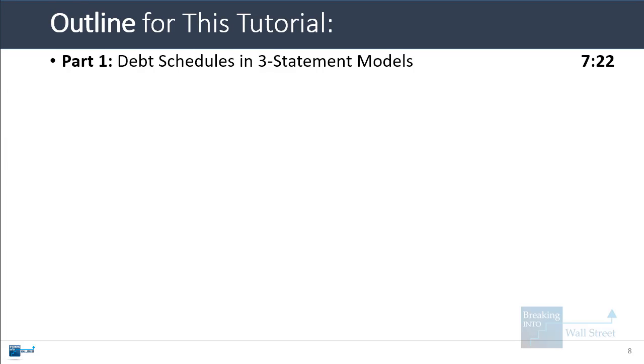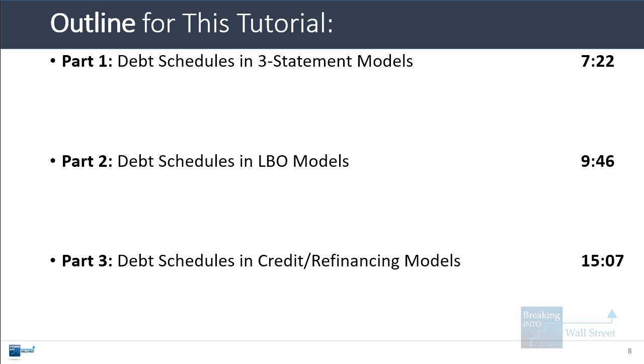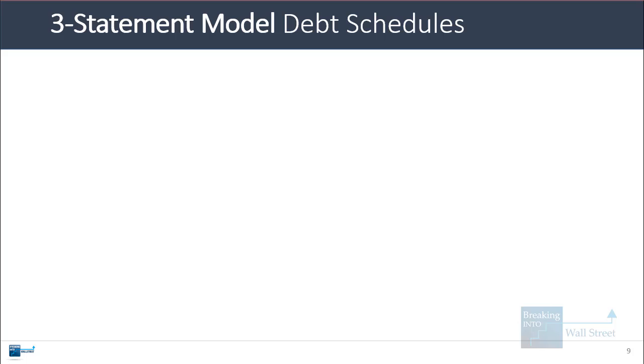So in this tutorial, I'm going to start by going through debt schedules in three-statement models. Then we'll go into an example of a debt schedule in the Twitter LBO model. And then we'll go into an example of a debt schedule in a credit or refinancing model, a simplified version of our model in the main financial modeling course that we offer for Netflix. Let's go to three-statement debt schedules first.